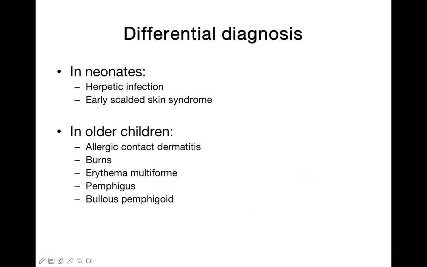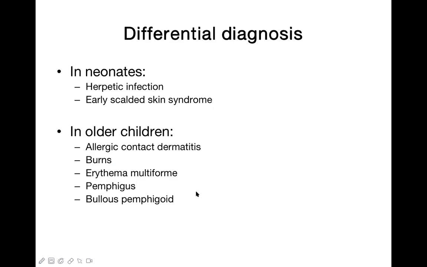Now, what are the differential diagnoses of bullous impetigo? In neonates, herpetic infection and early scalded skin syndrome can be considered. Herpetic infection can lead to vesicle formation, or sometimes, if those vesicles are infected, pustules. In early scalded skin syndrome, there will be a few vesicles, a few blisters, but later on they completely rupture, and a more extensive skin surface is involved. It is also caused by Staphylococcus aureus. Now, in older children, allergic contact dermatitis, burns, erythema multiforme, pemphigus vulgaris, and bullous pemphigoid can be considered.